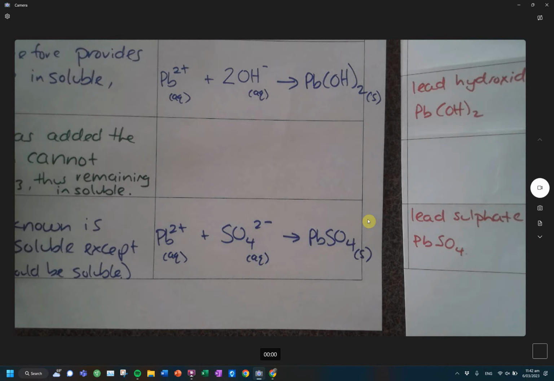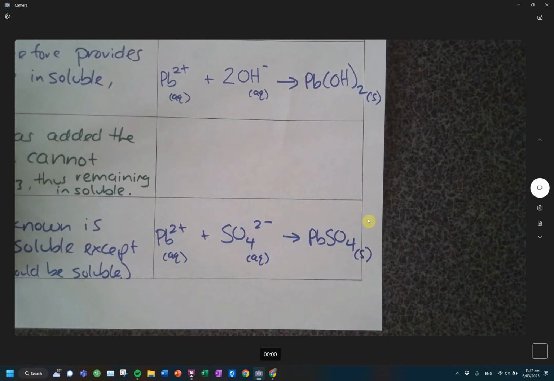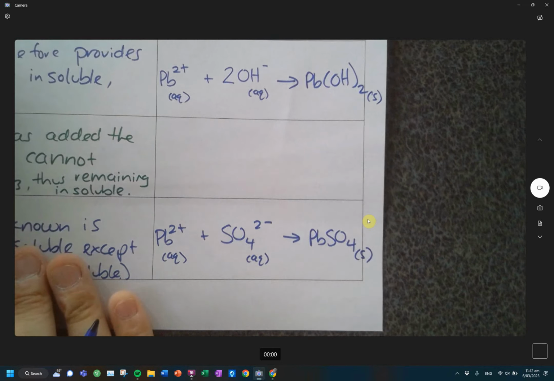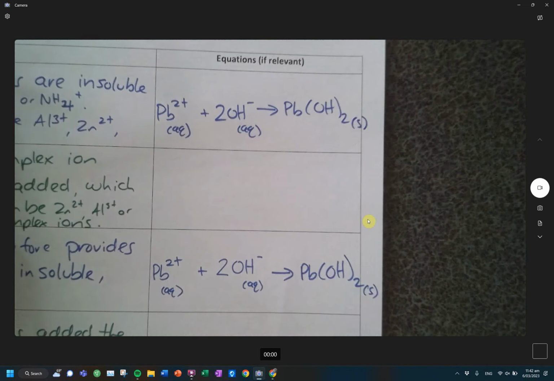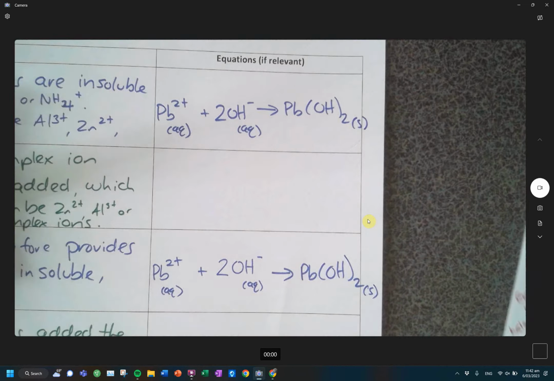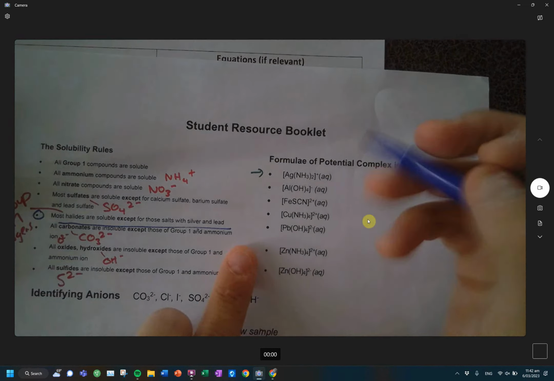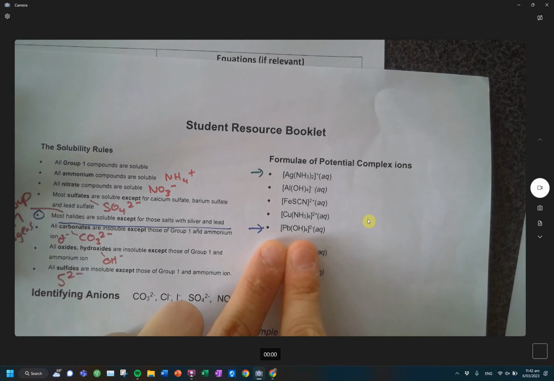The last thing I need to find then is my complex ion. All right, so for my complex ion, that's step number 2 that we discovered. We need to write its equation. So we look at our resource sheet, and I'm looking for lead, and I find lead's right here.